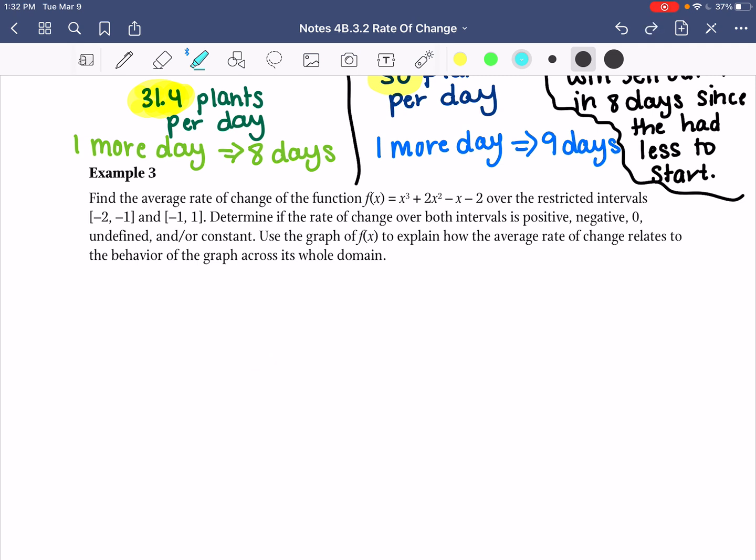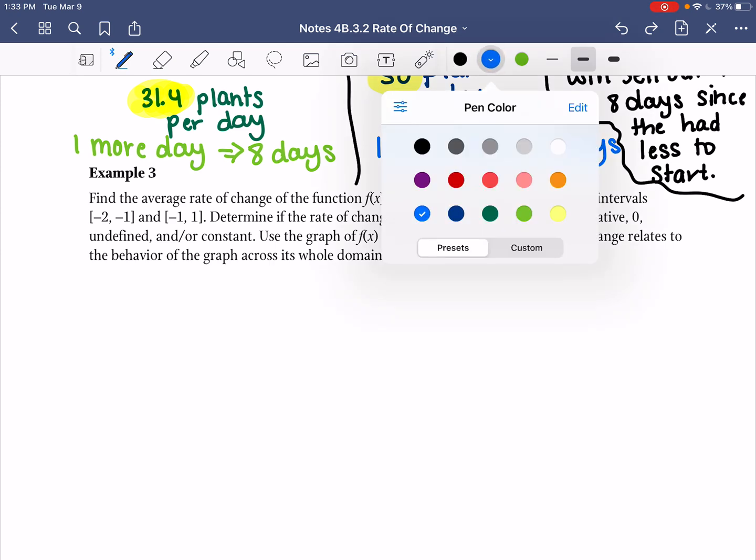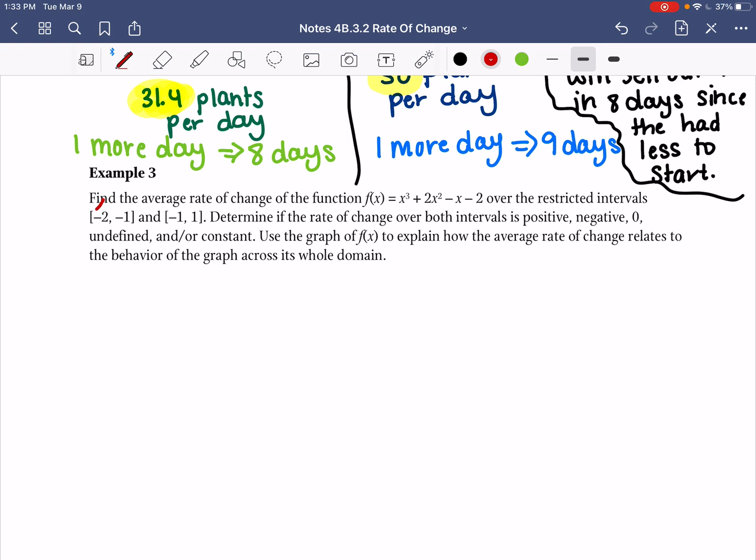Use the graph of f of x to explain how the average rate of change relates to the behavior of the graph across the whole domain. Okay, so we're going to use our intervals. We have to do it twice. They gave us 2 intervals. So for my first interval, I'm going to call this x1, x2. So once you have x1 and x2, what you're going to do is plug those values into this function to find y1 and y2.